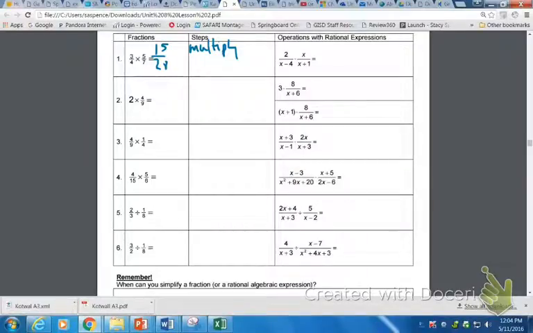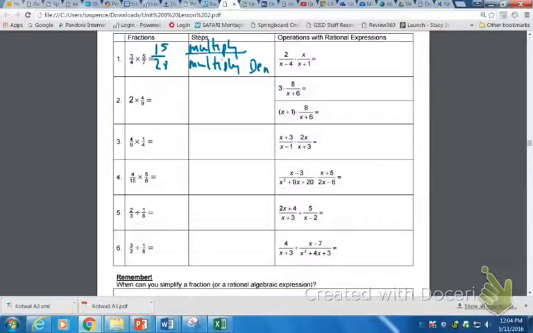Okay, so you got the 15 over 28 by multiplying the numerators, 3 times 5, and by multiplying the denominators, 4 times 7. It won't let me write up here. I can't write it. Okay, so we will do the same thing when it comes to rational expressions. We will multiply the numerators together, and we will multiply the denominators together.